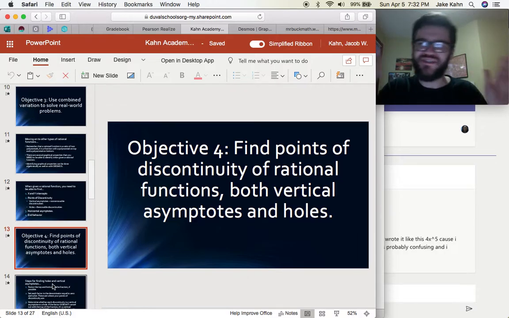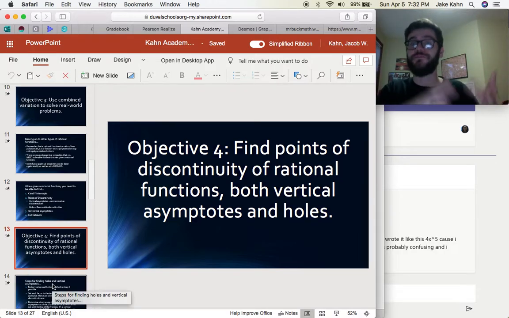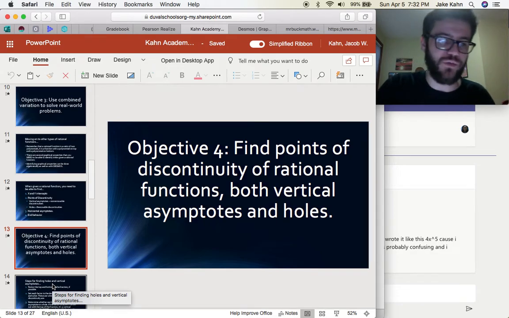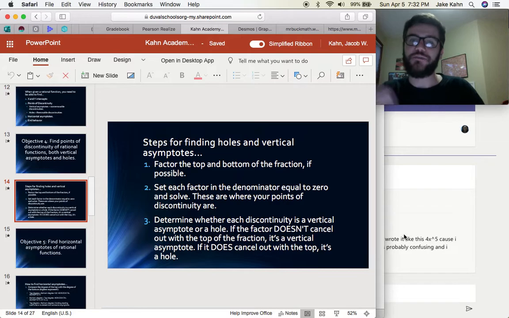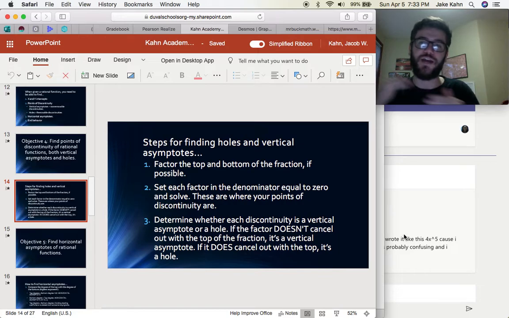If you're wondering what do these look like, you will see several examples of what these look like on Desmos shortly once we actually get to some problems. Okay. There are steps for finding these. If you want to find points of discontinuity, both holes and vertical asymptotes, this is what you do right here. Please make sure you write this down, all right? We're going to factor the top and bottom of the fraction. You always have to factor if you can.